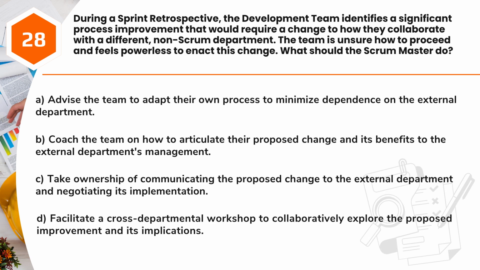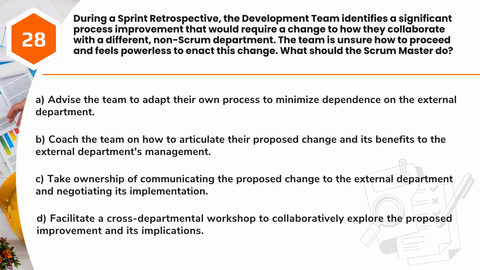Question 28. During a sprint retrospective, the development team identifies a significant process improvement that would require a change to how they collaborate with a different, non-Scrum department. The team is unsure how to proceed and feels powerless to enact this change. What should the Scrum Master do?